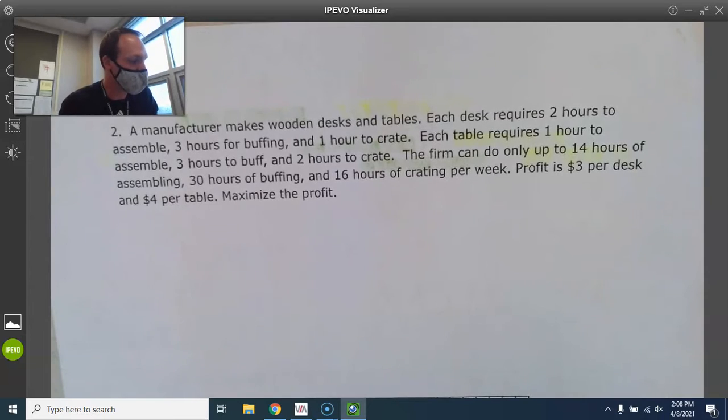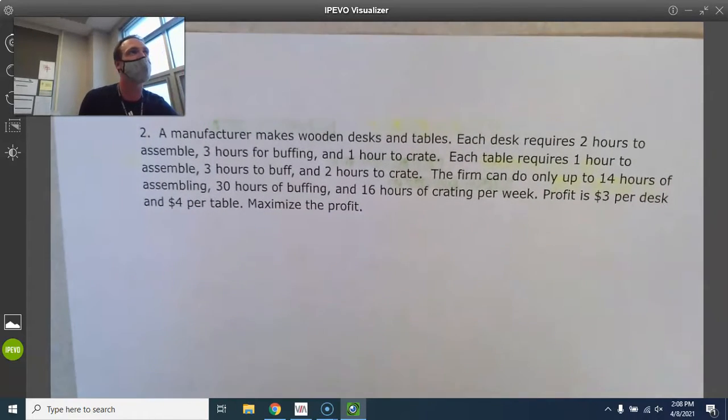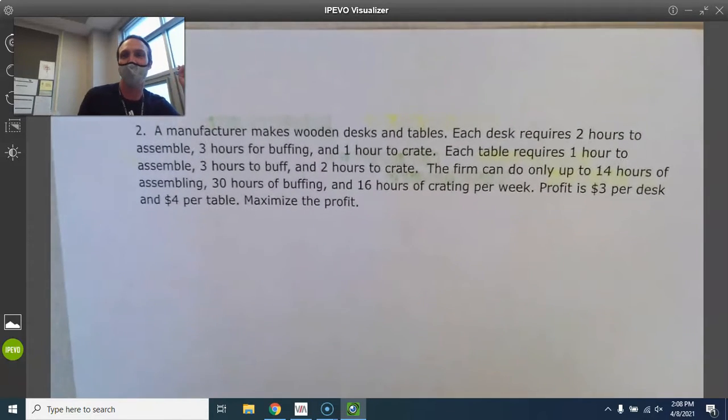For those of you who don't know, assembling just means putting together. So we're putting together the desks and the tables. Buffing, sometimes there's some confusion on what buffing is. When you refer to wooden products, when you're buffing something, you're removing all the splinters, all of the parts on the wood that could hurt you. So that's what buffing is. It's not making the wood stronger. And then crating means that you're putting it inside a container to ship that will not destroy it. So I had a student get really confused one year, didn't know what half of those words were in terms of this problem. So hopefully now you know. The more you know.